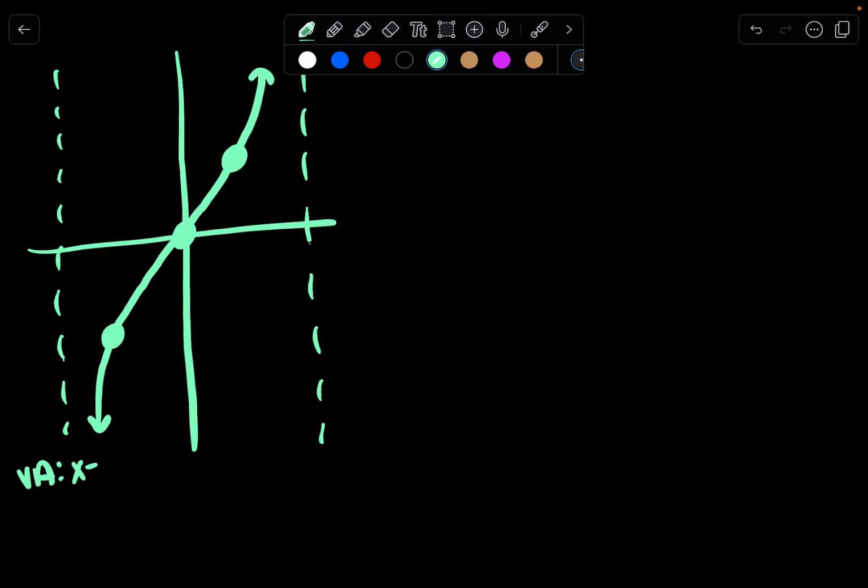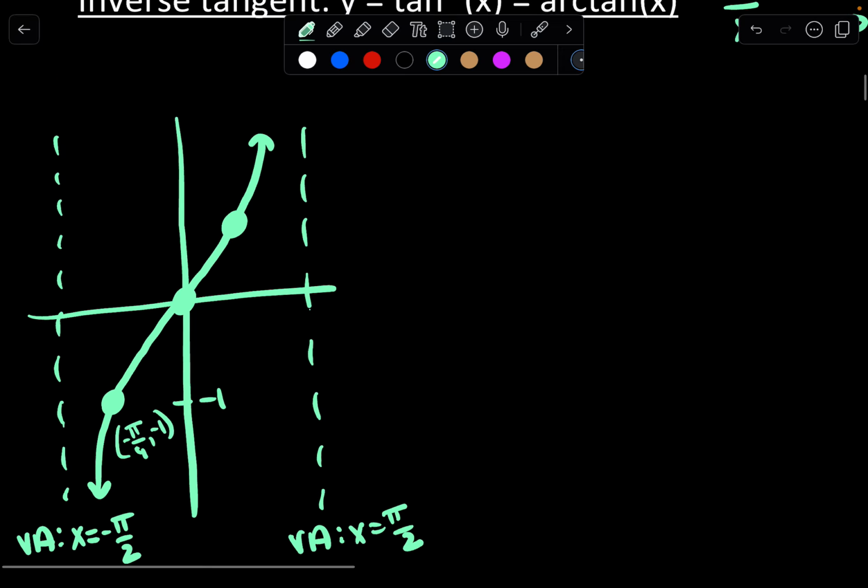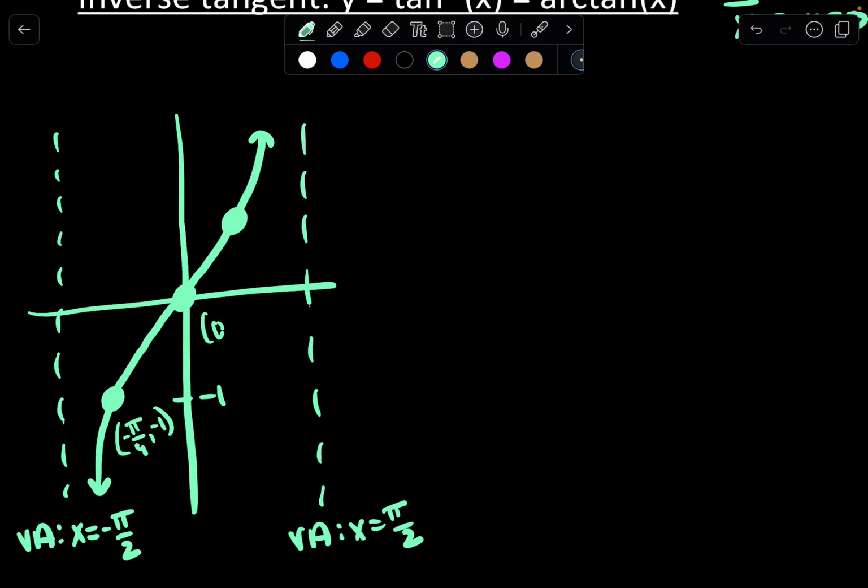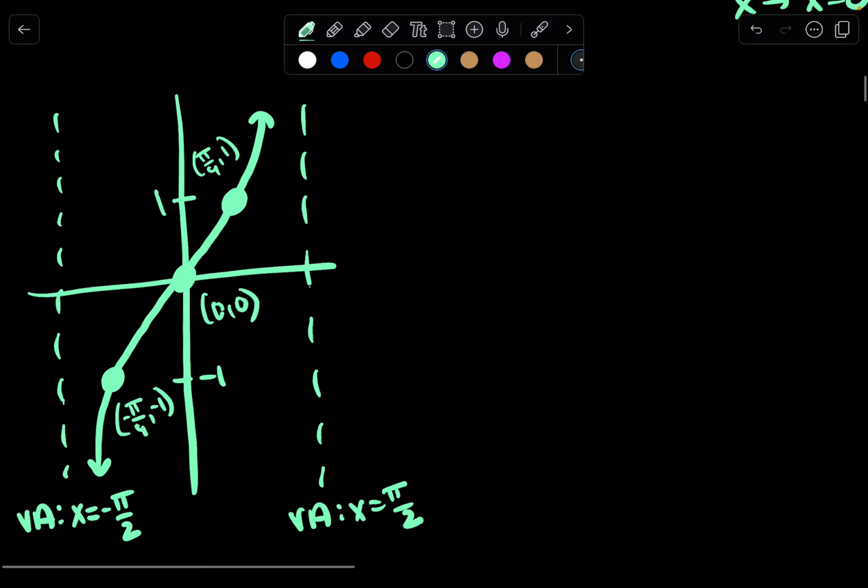Draw an equation x equals -pi/2, and then the other one is at x equals pi/2. And then this point here will be -pi/4, -1. So we'll put -1 on our vertical axis. We pass through the origin again, like sine. And then here we're going to have pi over 4, positive 1, and we'll add that to our vertical axis as well.